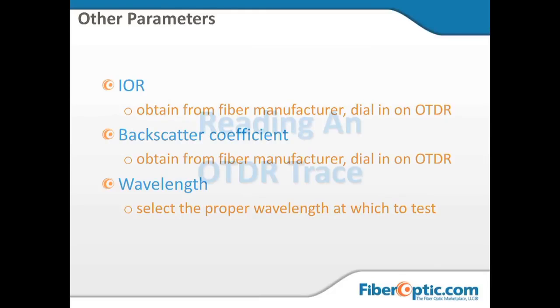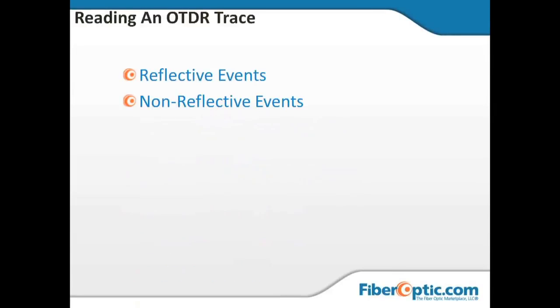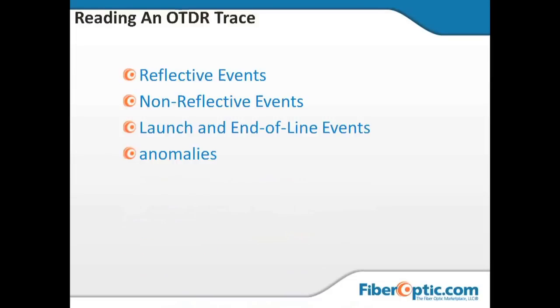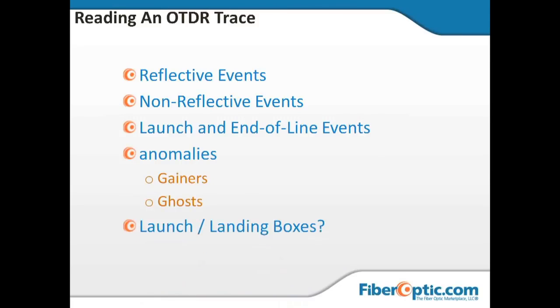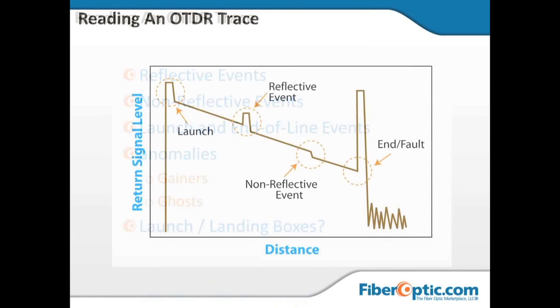All right, so now that we've got some of the background and understand some of the parameters and what we can control, let's look at a few traces. Reading the trace, we're going to look at reflective events, non-reflective events, launch and end-of-line events, and some anomalies. Gainers and ghosts are the 2 anomalies that we'll discuss, and we're going to talk about launch and landing box.